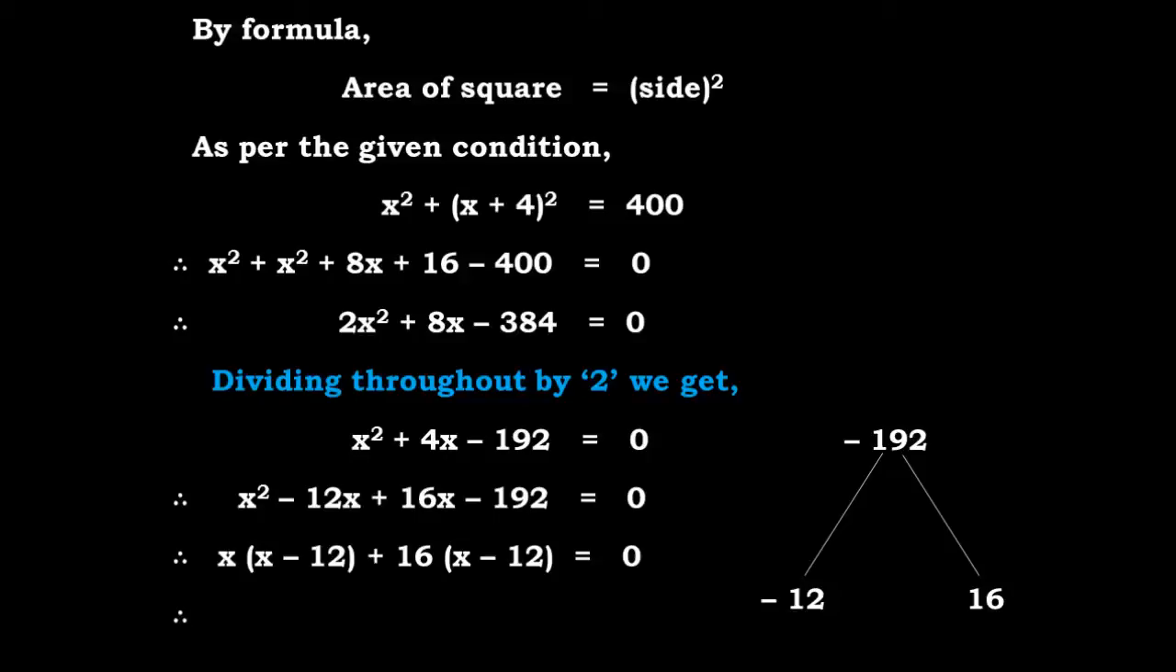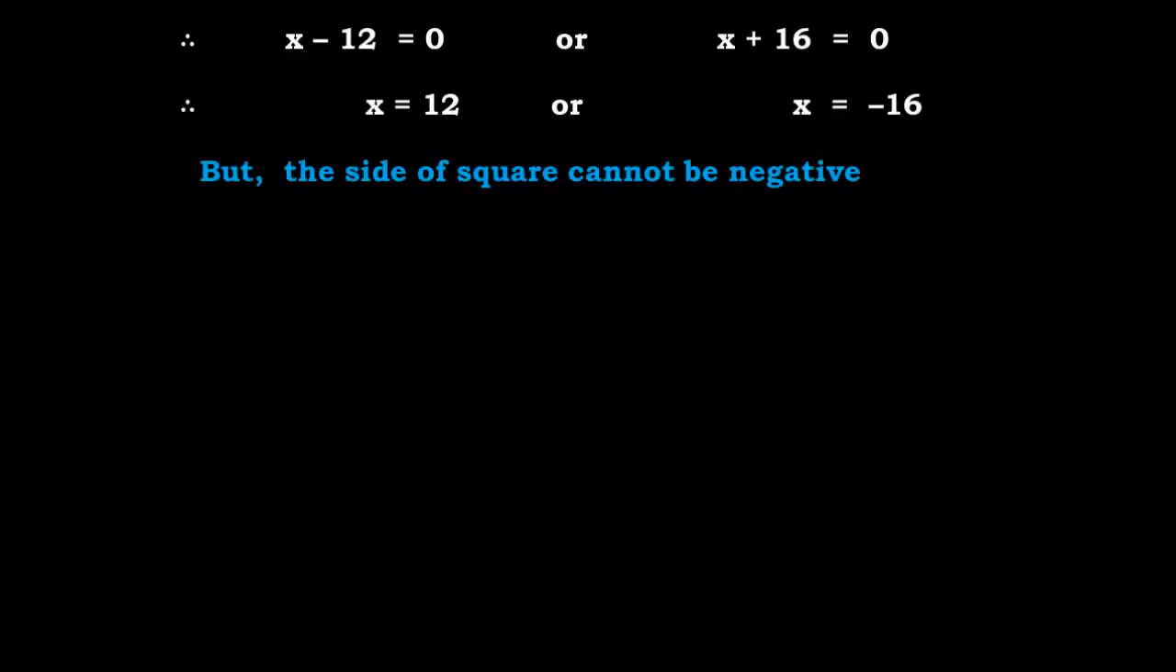Now see, x minus 12 is common. So (x minus 12) into (x plus 16) is equal to 0. Therefore, x minus 12 is equal to 0 or x plus 16 is equal to 0. Therefore, x is equal to 12 or x is equal to minus 16. But the side of the square cannot be negative, that means x is equal to 12.